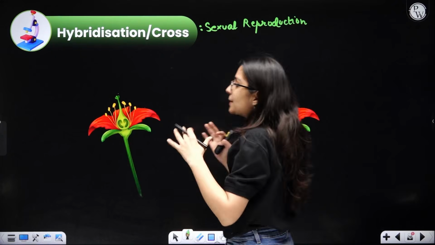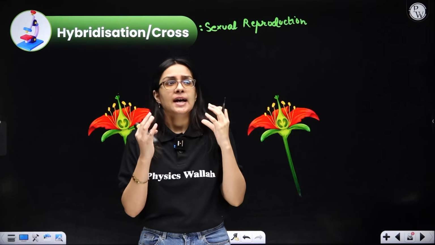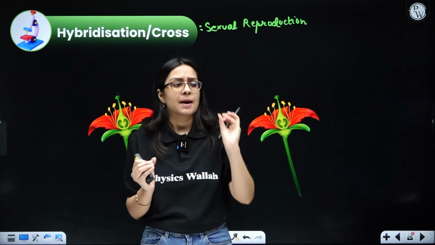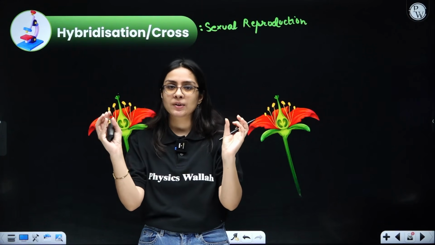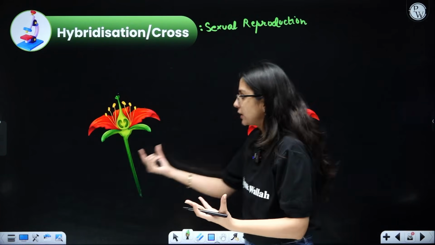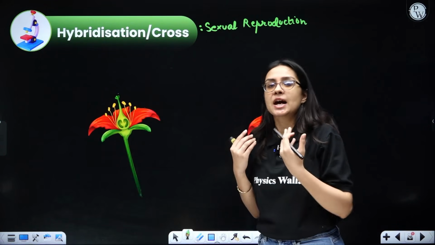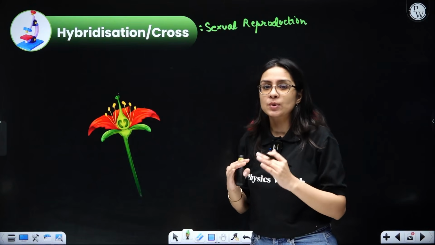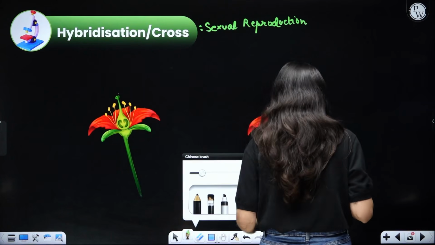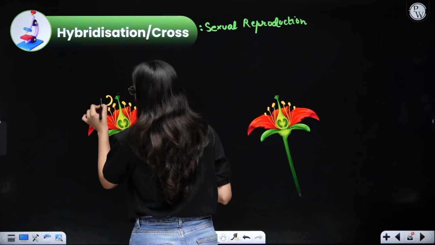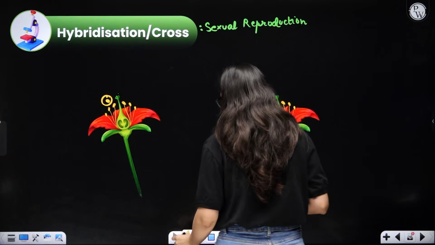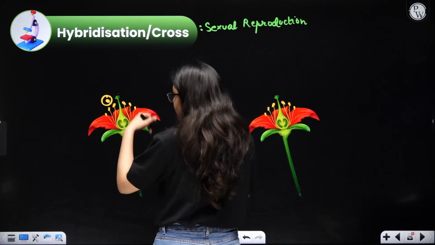Now, when we talk about hybridization, you will see a plant with a particular genotype was crossed with a plant of another genotype. A plant which was dominant was crossed with a plant which was recessive. So to understand hybridization, I have taken two particular flowers. Now you very well know what happens in sexual reproduction: the anther produces pollen grains, and those pollen grains have male gametes. So over here, this particular anther produced the male gamete which was present inside the pollen grain.